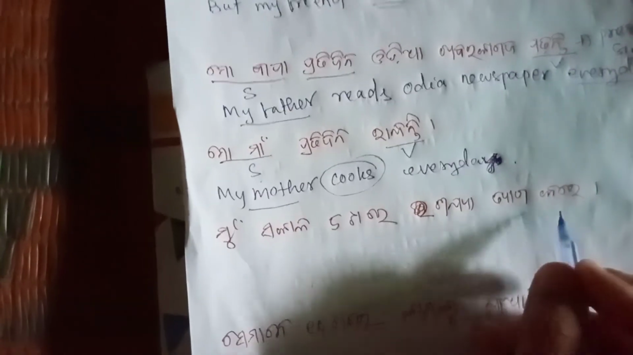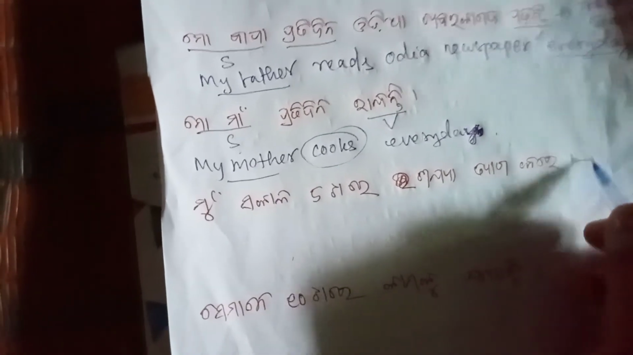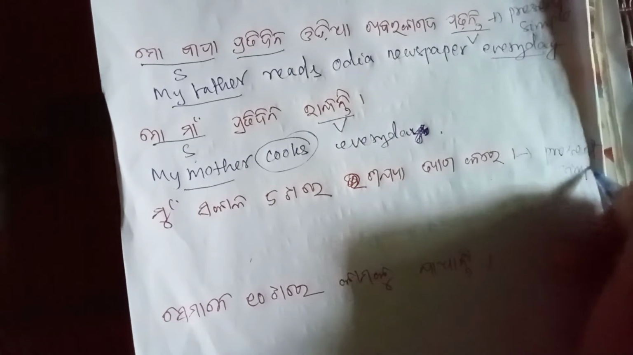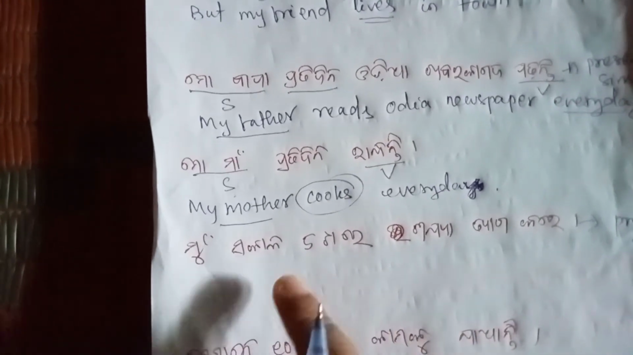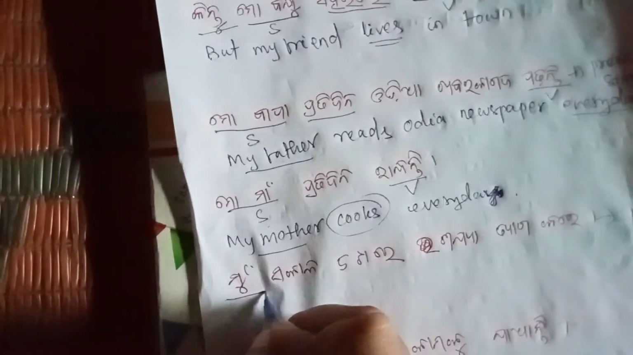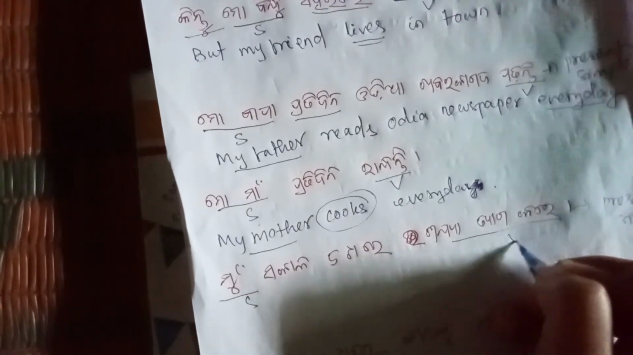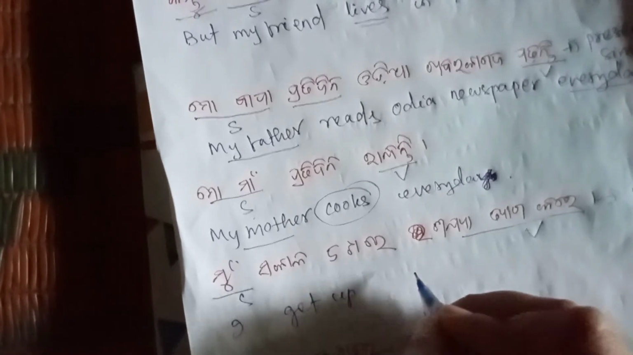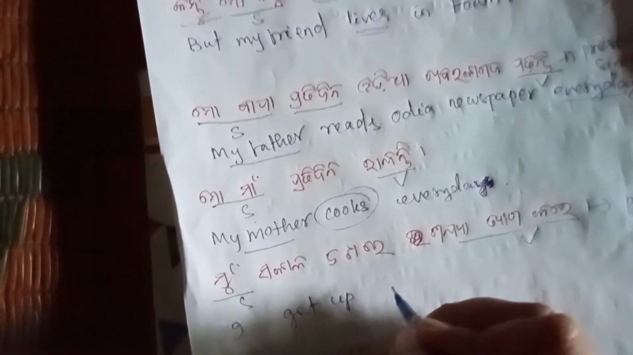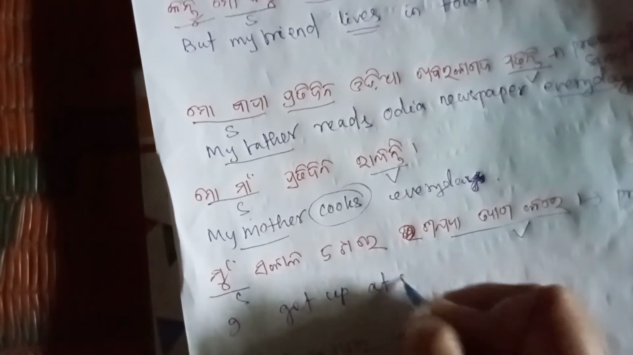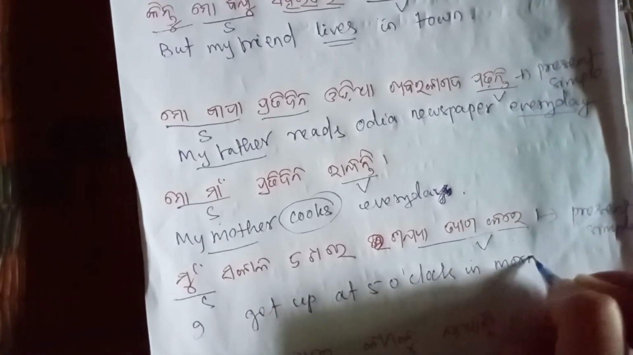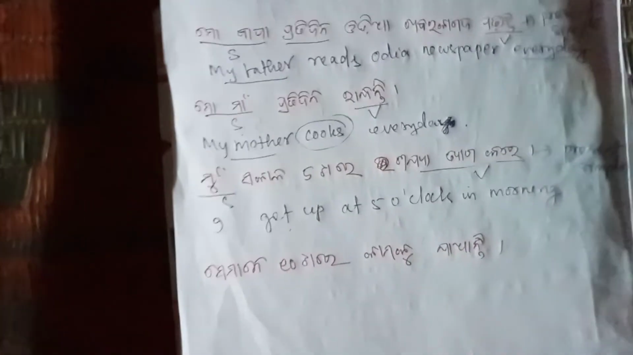Again, mu sokala panstare sajja tyago kore. If it is about everyday work, then it is the present simple tense. Pratidina means if we are writing about daily routines, then it must be in the present simple tense. So mu is the subject, sajja tyago kore is the verb. So I get up. I get up, wake up also. I get up at 5 o'clock in the morning. Understand? I get up at 5 o'clock in the morning. So this is your answer.